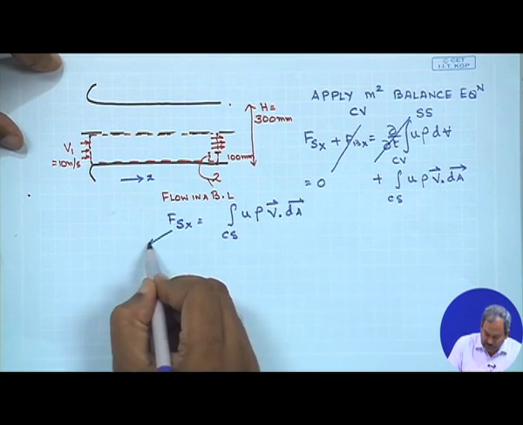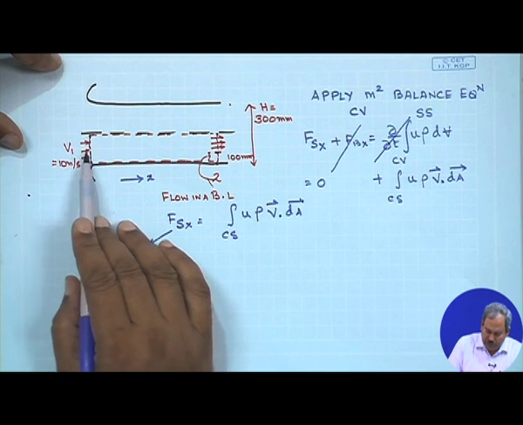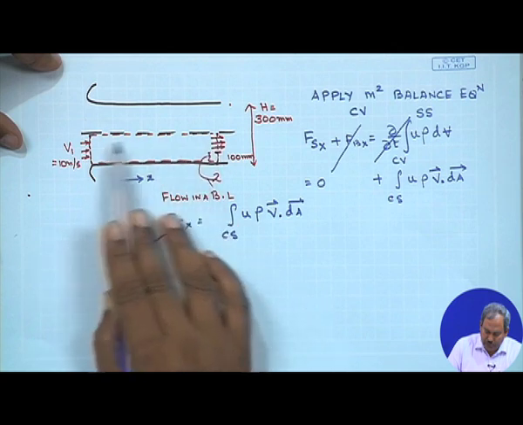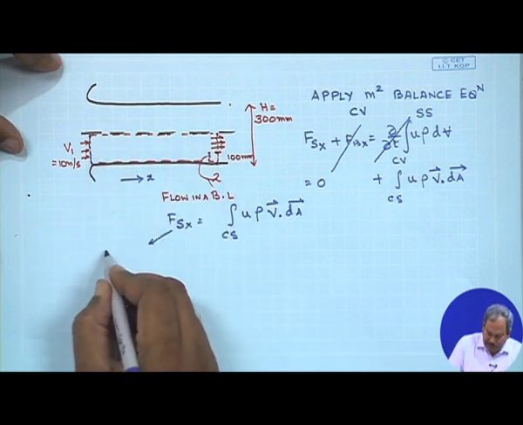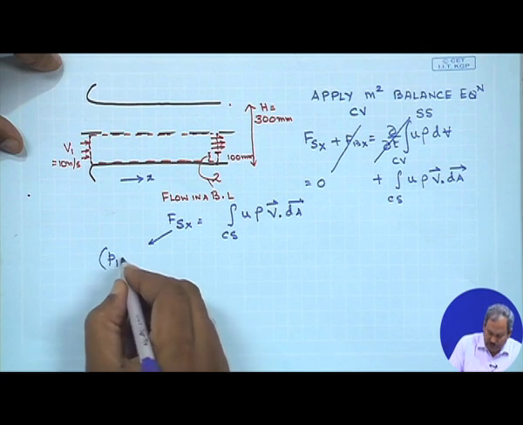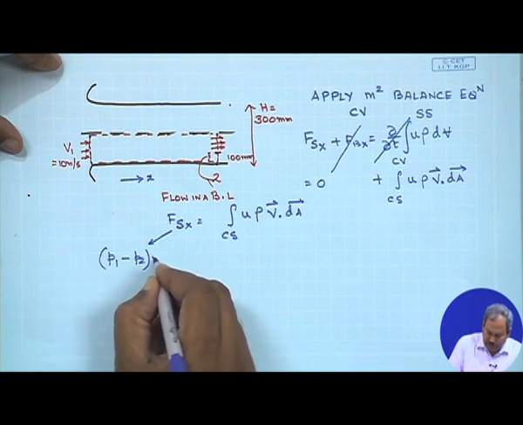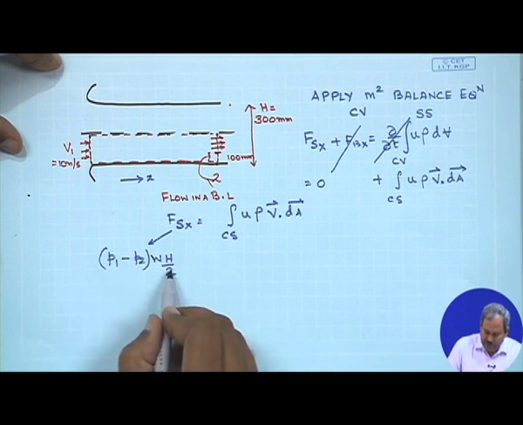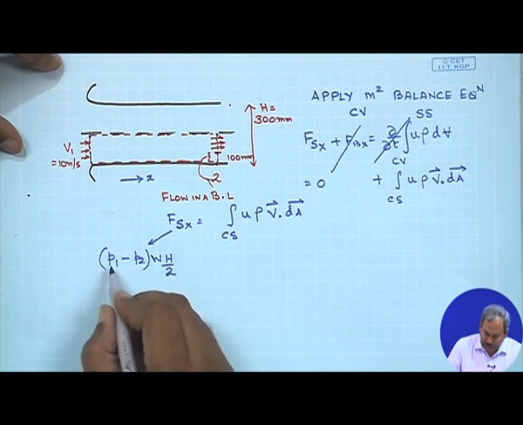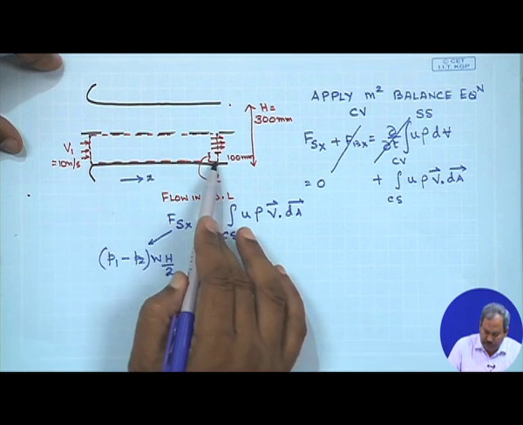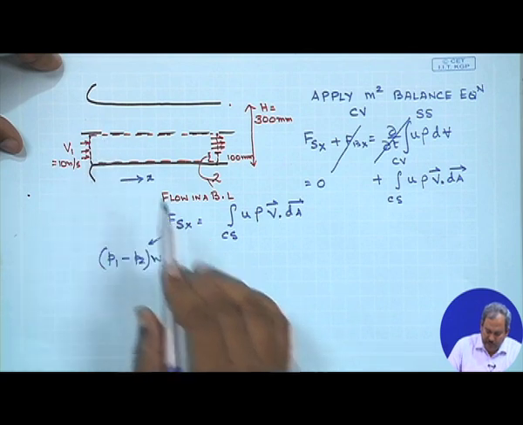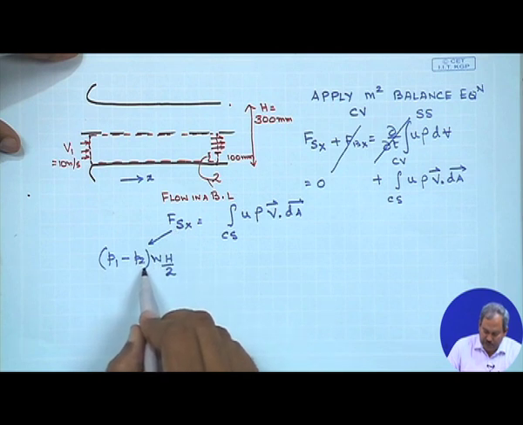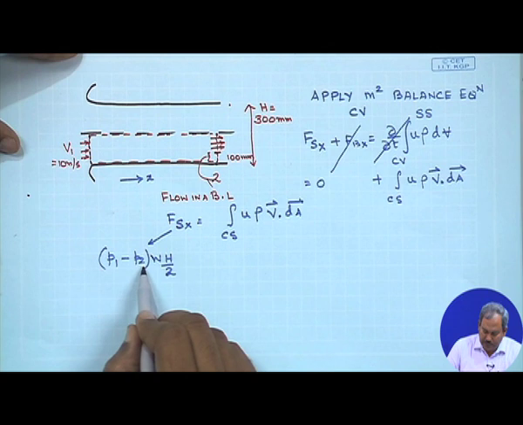Now this Fsx has two components. One is pressure. So there would be the surface force, the pressure force, which is acting on the control volume, and the pressure which is acting is whatever be the pressure at 1 minus the pressure at 2 multiplied by the area, where the width is h, but at this location it would simply be h by 2. The pressure is a function only of x, and we will assume that the pressure does not vary with y. So the surface force due to pressure acting on the control volume would simply be the pressure difference multiplied by the area.